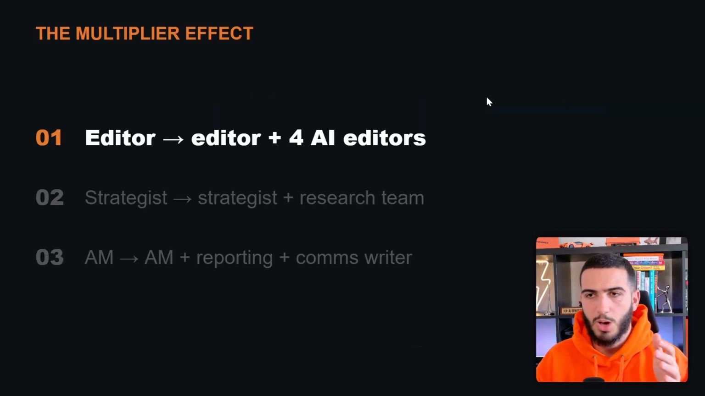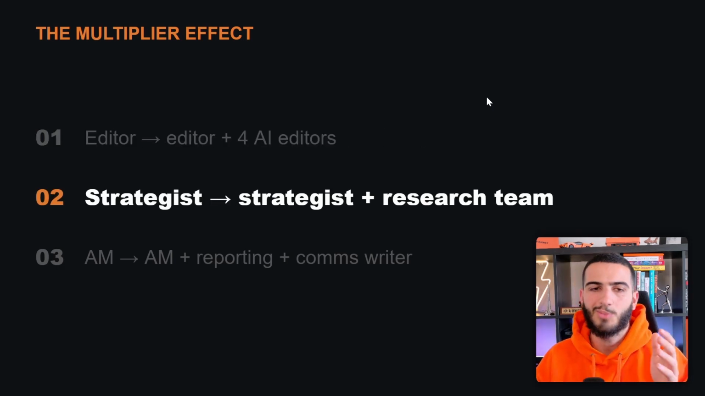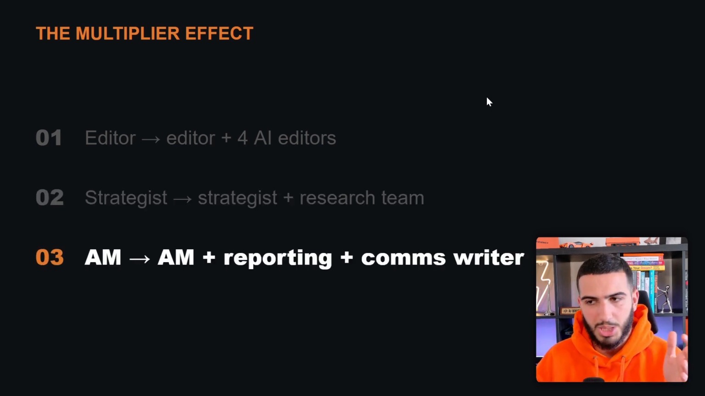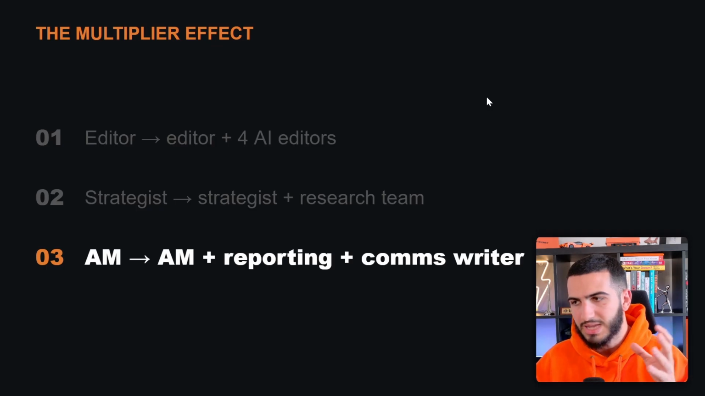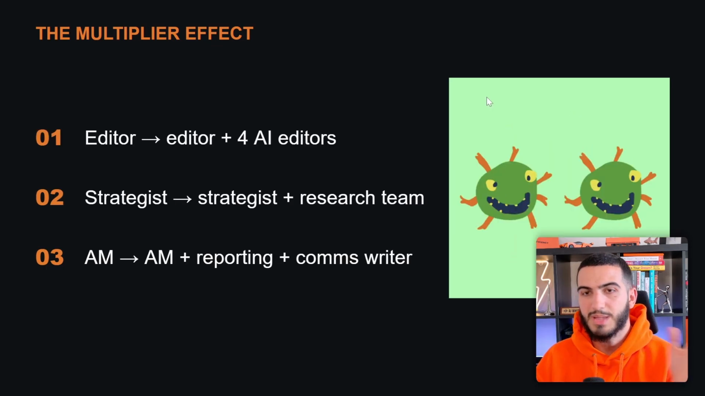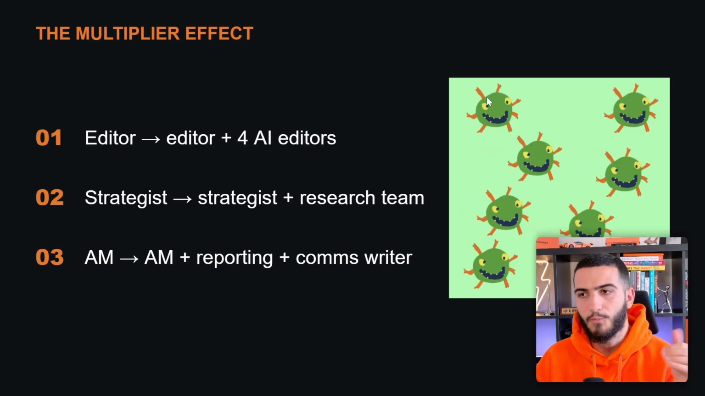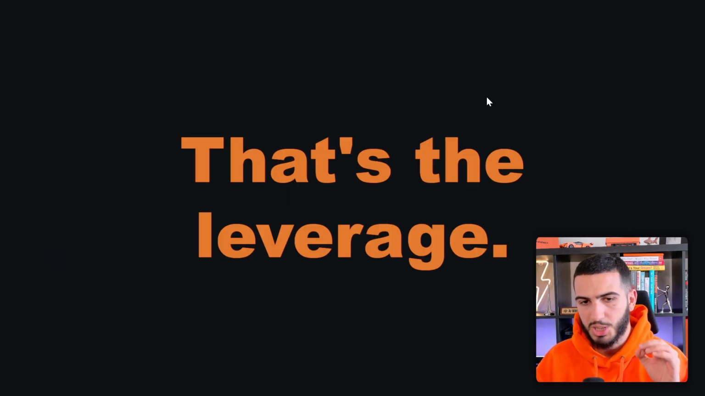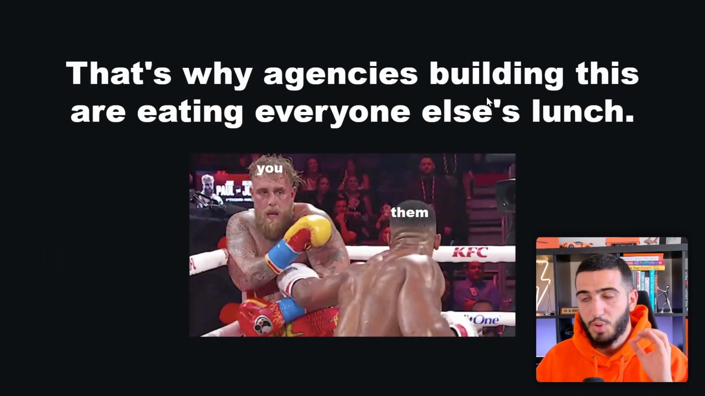So now, for example, rather than have an editor, you have an editor and then 4 AI editors. Or for example, rather than having a strategist, you now have a strategist and a whole research team that strategists can use. Or for example, rather than having an account manager, this account manager now has a reporting intern and some sort of communication writer. This is what we like to call the multiplier effect. And once you unlock this and start building these internal tools in your agency, you unlock leverage. And that's why agencies that are building this are eating everyone else's lunch and stealing their competitors. This is you and this is them. And if you know what happens after this, you do not want to be this guy.